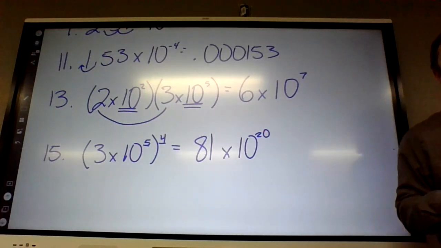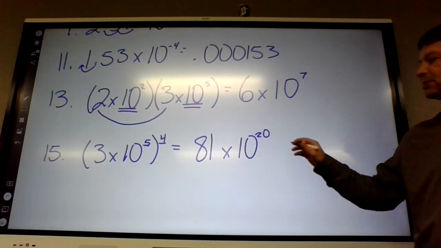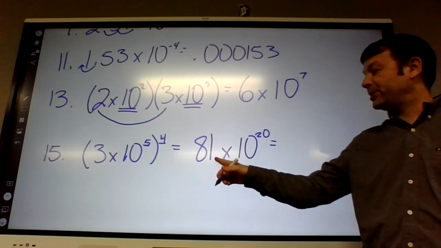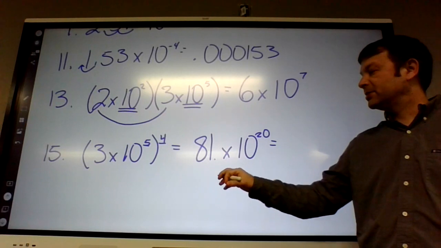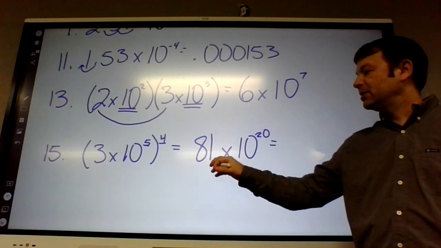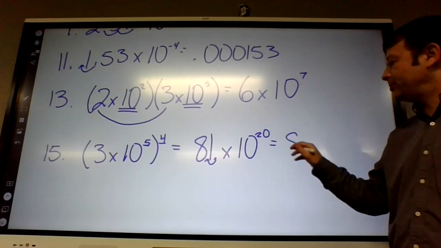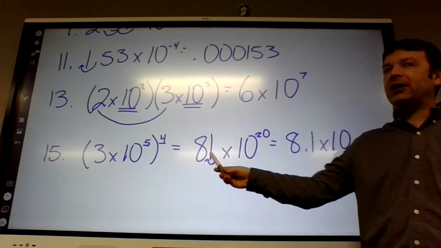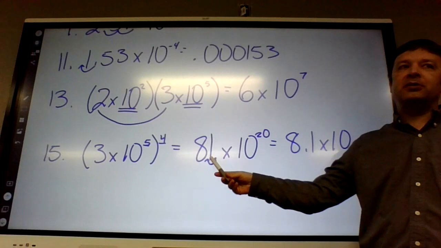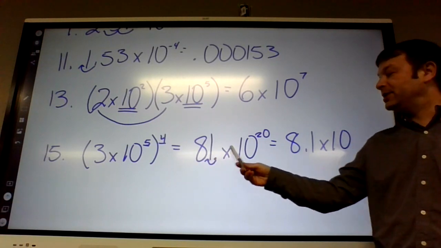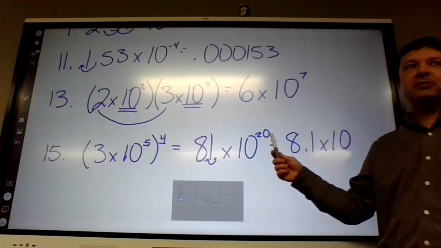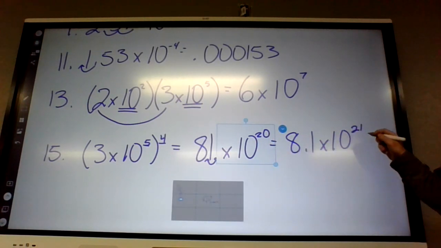Something is wrong with my answer. The decimal is in the wrong spot. I've got to move it over. It's right here. So I've got to move it back. So it's 8.1 times 10. Did I make 81 smaller or bigger? Smaller. I turned 81 into 8.1. So to make up for it, I need to make this bigger. So it's 20.